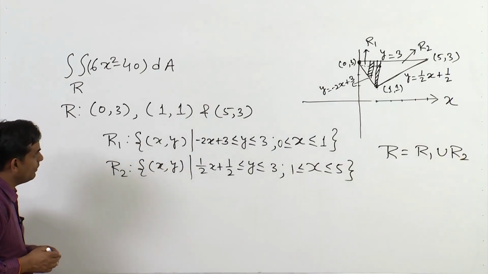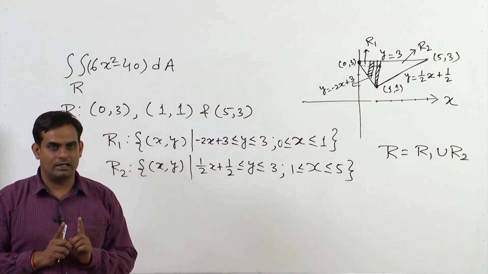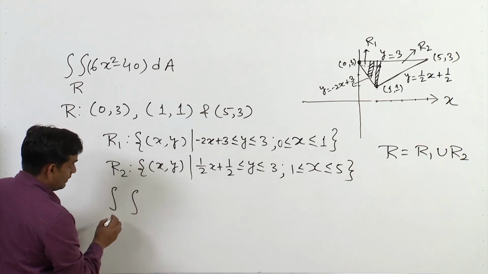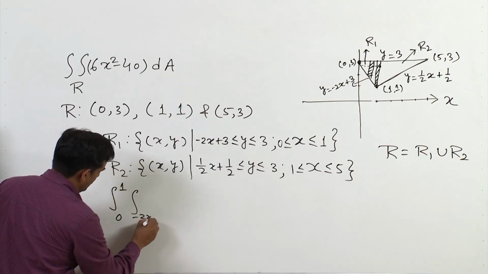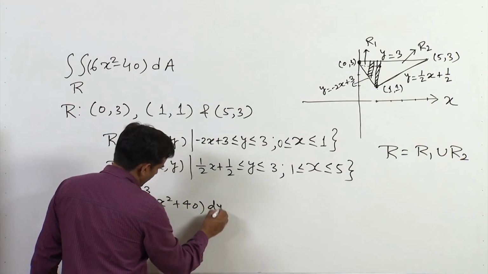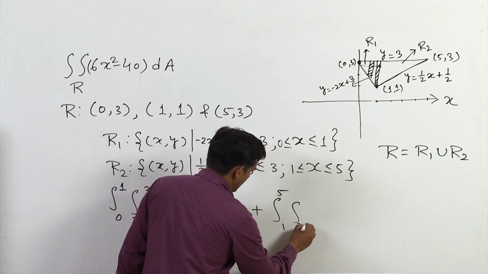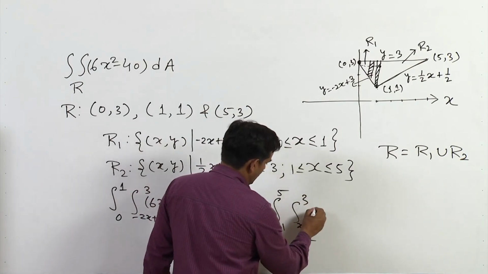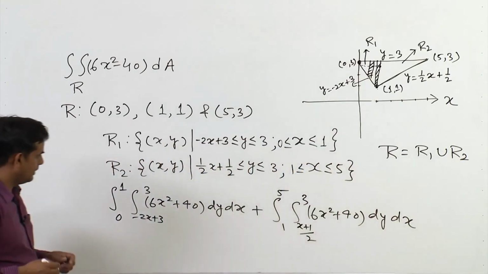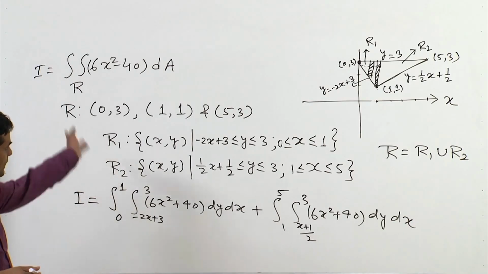So for solving this integral using a vertical strip, I need to solve two double integrals, one for this region and another for that region. The integral becomes the integral of x from 0 to 1, y from minus 2x plus 3 to 3, of (6x square minus 40) dy dx, plus x from 1 to 5, y from half x plus half to 3, of (6x square minus 40) dy dx, and this will be the complete value of the integral. This is one way of solving the problem.